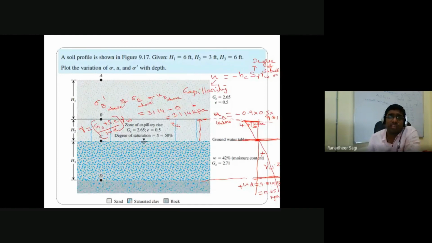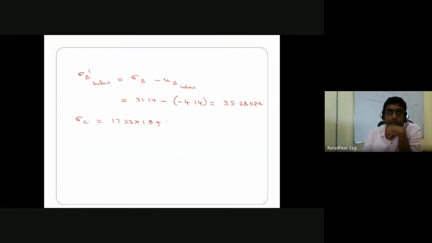Okay, specific gravity of soil solids is 2.65, e value is 0.5, degree of saturation is also 0.5, unit weight of water is 9.81, so 18.97 into what is the height? 0.9 meters. So that gives me my total stress at point C, 48.26 kilopascal.